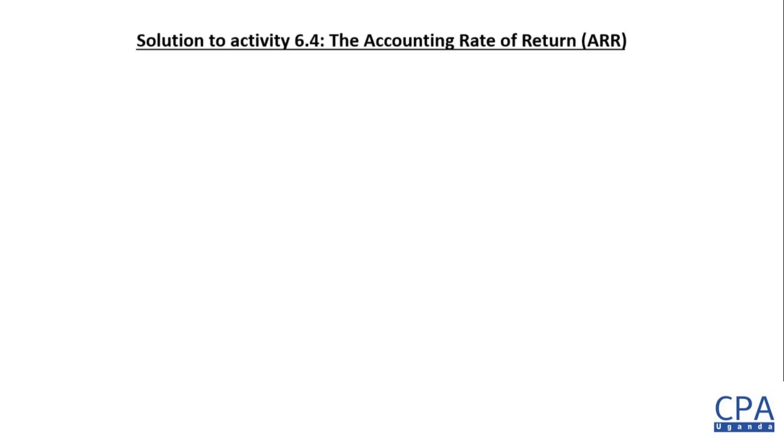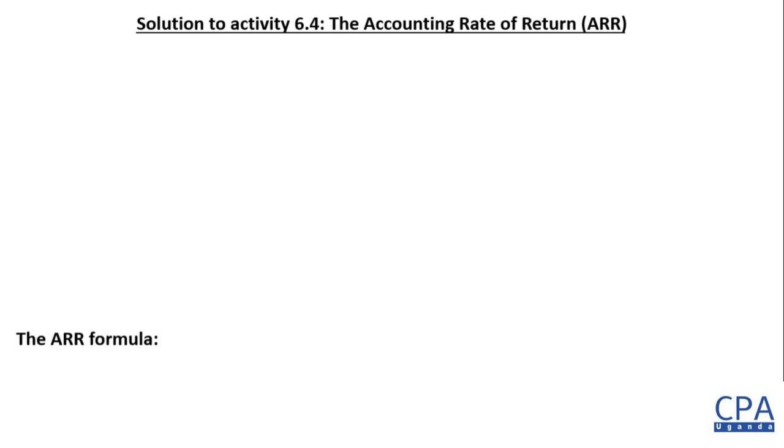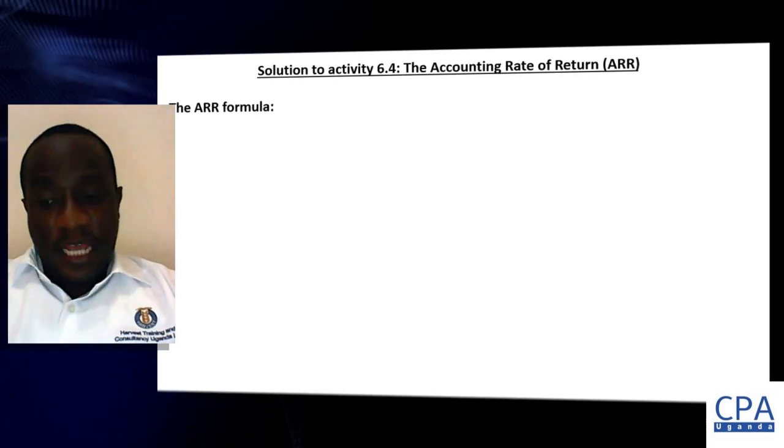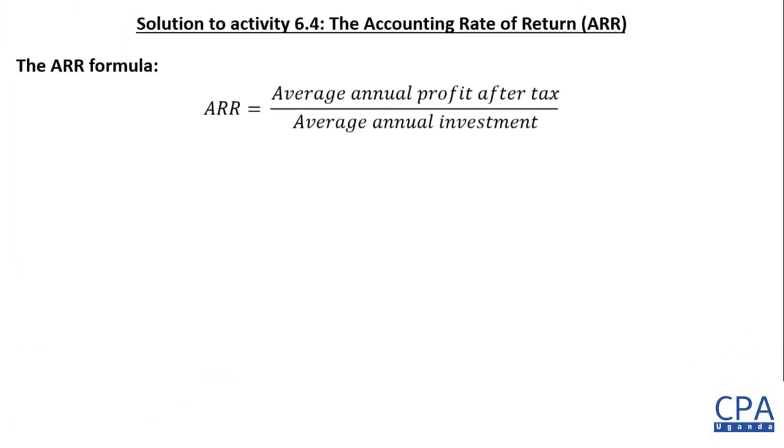Solution to Activity 6.4, accounting rate of return. Now, the best way to approach this question is through its formula, and we want to appreciate the formula first as our very first step. The accounting rate of return is calculated as the average annual profit after tax as the numerator, with the denominator as the average annual investment.